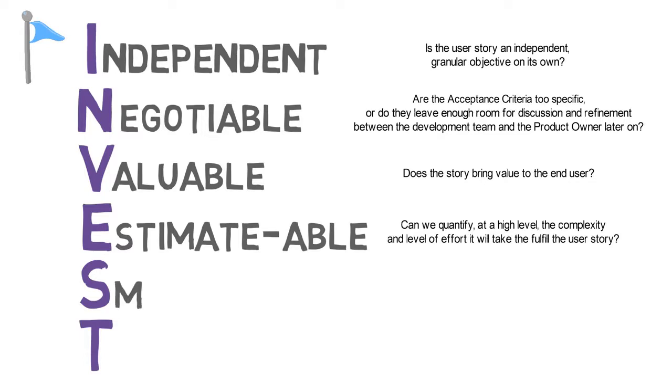The S, meaning small, looks at the overall user story including the acceptance criteria and asks, can this user story be completed in the duration of a sprint? In our example, the story is small enough and should not take longer than 2 to 3 weeks to complete.